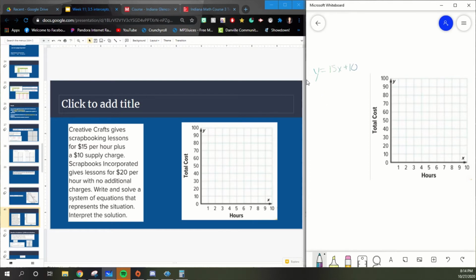Scrapbook Incorporated gives us lessons for $20 an hour with no surcharge. So we have y is equal to just $20 per hour plus nothing, because they don't charge us anything additional. So then we'll go ahead and graph these equations.